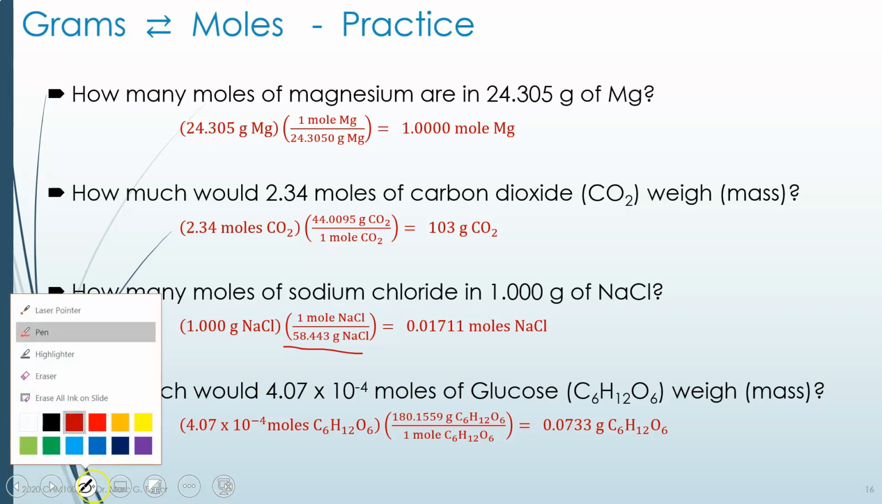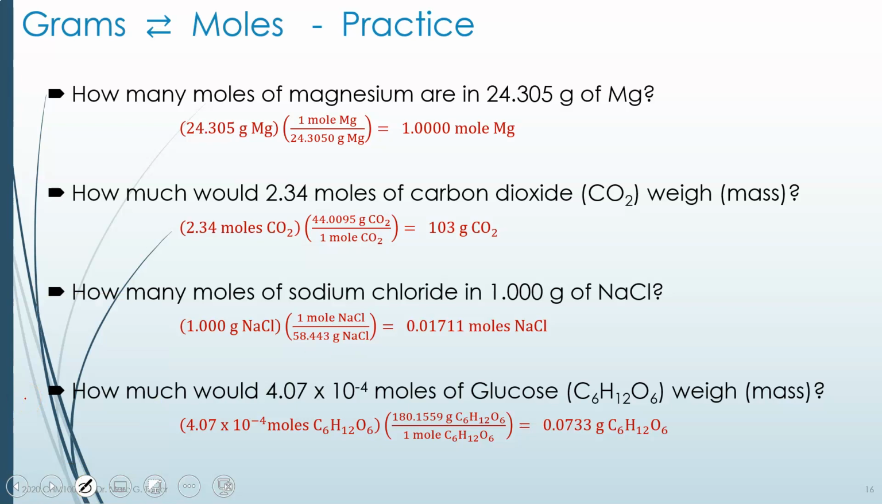You will notice that when you do this, your values should make sense to you. Look at this last problem. We have a very small number of moles, so we should expect a very small number of grams. If you go back to the second problem, we have a little more than 2 moles of carbon dioxide, and we know that each mole of carbon dioxide has a mass of about 44 grams. So our answer should be a little more than double 44 grams, and 103 grams is about right. So always make sure your answers make sense.